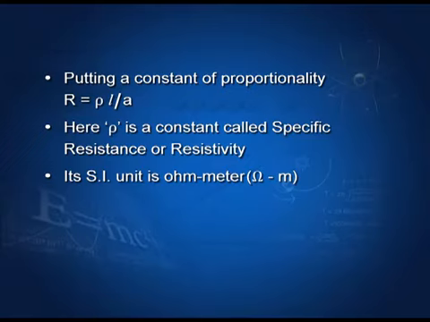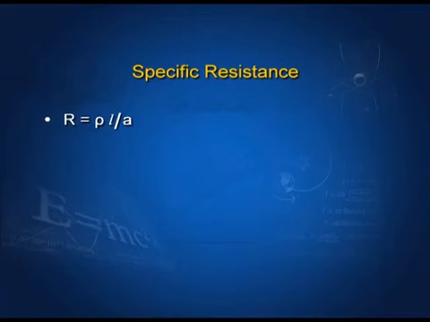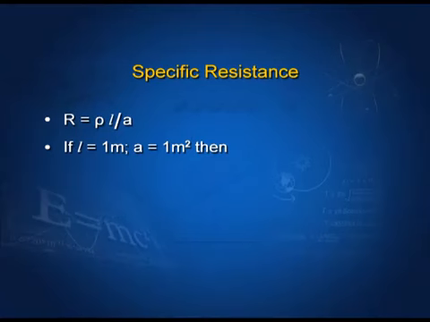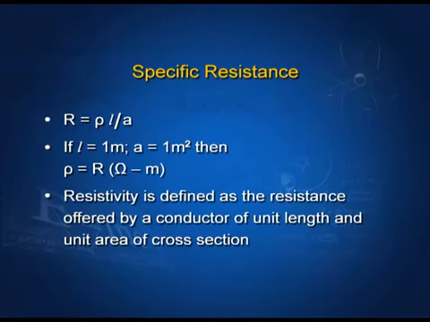As we know, R equals A n e square tau upon m into L. Wait, rewriting for rho, rho will be equal to m upon n e square tau. Specific resistance. As we have seen, R equals rho, the specific resistance, L divided by A. If we want to define this specific resistance, we take length L equals 1 meter and area of cross section of the conductor A equals 1 meter square, then we get rho equals R ohm meter. So, resistivity is defined as the resistance offered by a conductor of unit length and unit area of cross section.